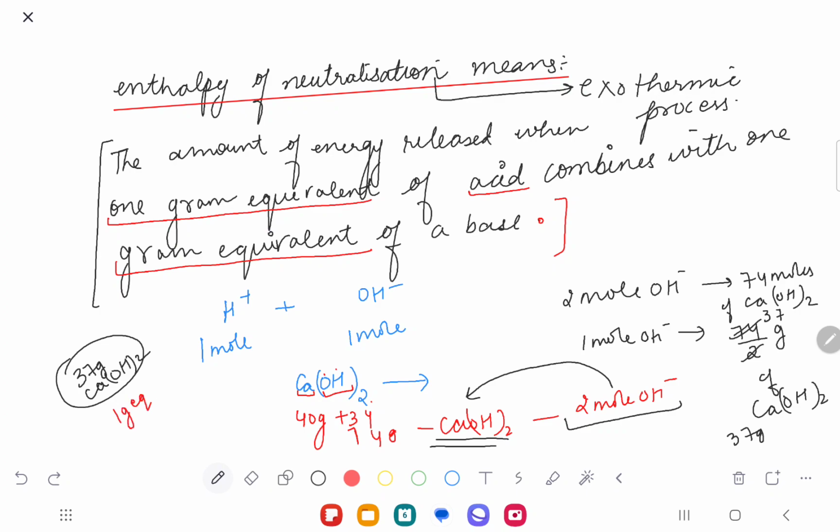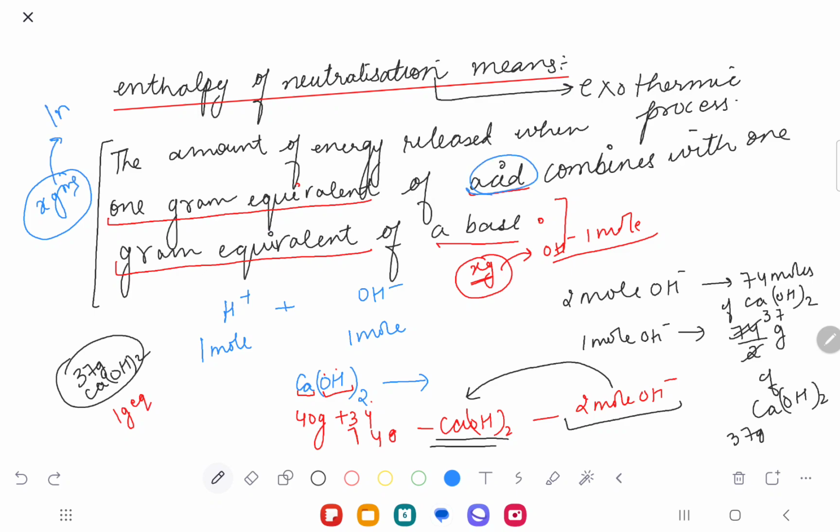Just like 1 mole is a packet, similarly 1 gram equivalent is also a packet. So how do I define 1 gram equivalent of a base? A packet of base which consists of that much mass which gives me only 1 mole of OH-. And 1 gram equivalent of an acid means that many grams of an acid which can give me 1 mole of H+ ions. You understand? So this packet is called a gram equivalent.